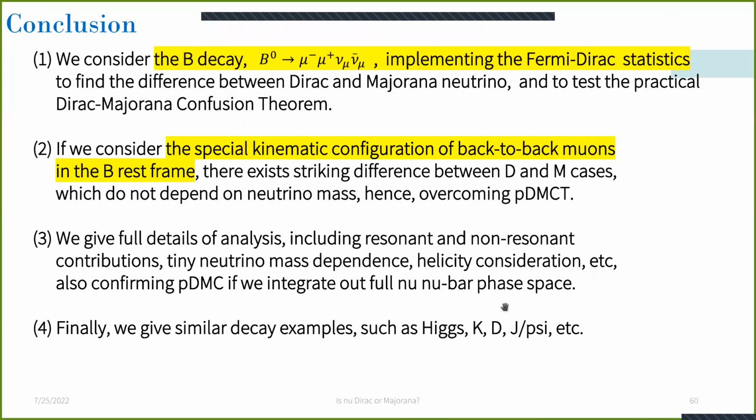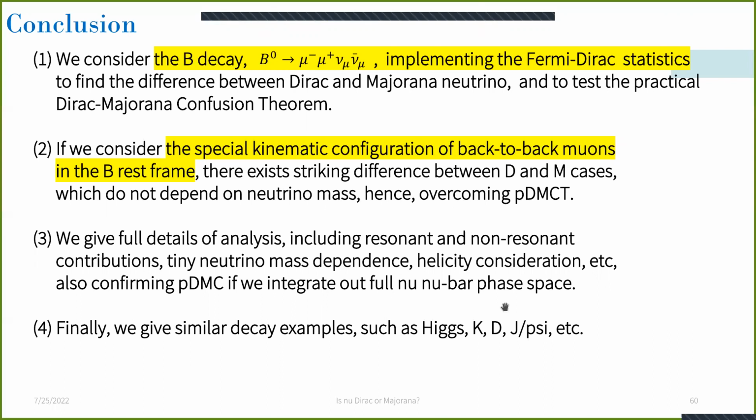Now, summary. We consider B0 decay, B0 to mu mu nu nu, implementing the Fermi-Dirac statistics to find the difference between Dirac and Majorana neutrinos and test the DMCT. That is very important, because whenever I talk, people instantly say, wrong, because this must be unsuppressed. Everybody says that. I never met anyone who accepted it right away. They said no, no, no. Then I explained one by one, and at the end they accepted.